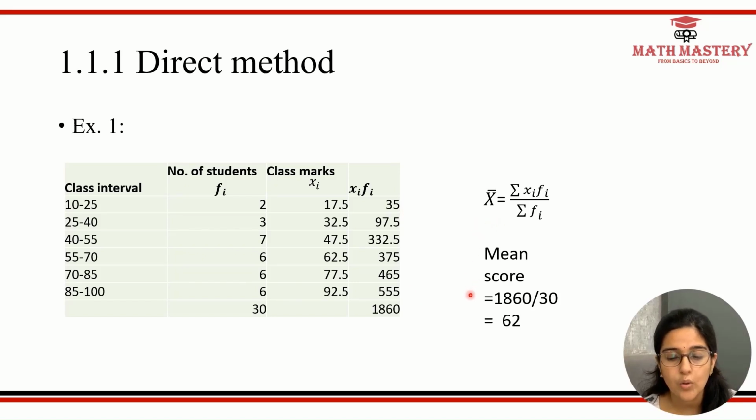What is the mean score? Mean score is equal to 1860 divided by 30, which is equal to 62. So the average score of a student in a class of 30 students is 62. This is the summarized value out of the total data which we have. So that is the use of a mean.